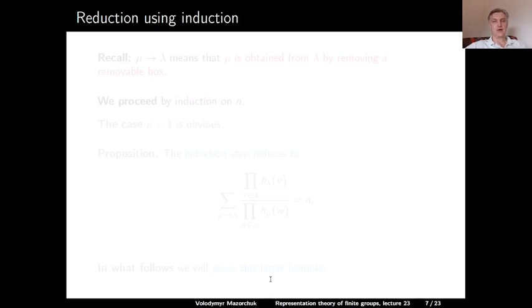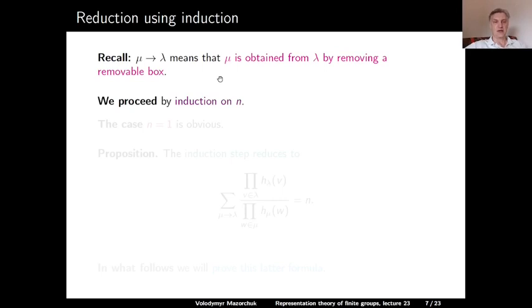Okay, let us now prove the hook formula. The proof will be quite long, and before we go into details of this long proof, we have to do some preparation. So we will prove the statement by induction on n, and we will use the branching rule, which we have already established. Recall that the notation mu arrow lambda means that mu is obtained from lambda by removing a removable box. So we will proceed by induction on n, and the case n equal to 1 is obvious.